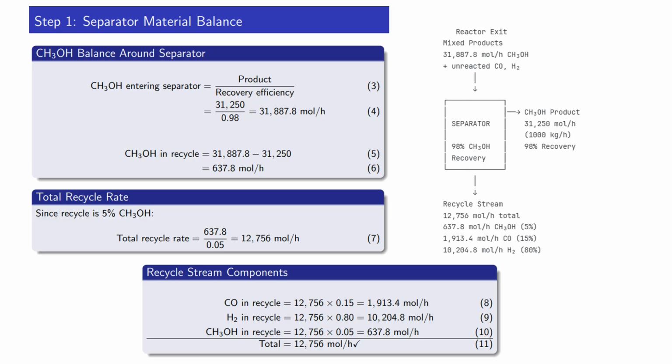In that flow diagram on the right hand side, the separator has 98% methanol recovery, and the reactor mixed product is coming. So that is 31,887.8 mole per hour of methanol plus unreacted carbon monoxide and hydrogen, and 98% recovery means 1000 kg per hour of methanol is produced. For the recycle stream, we know all this information.